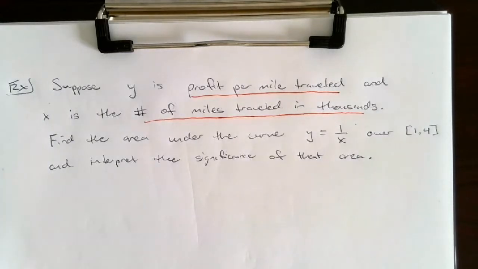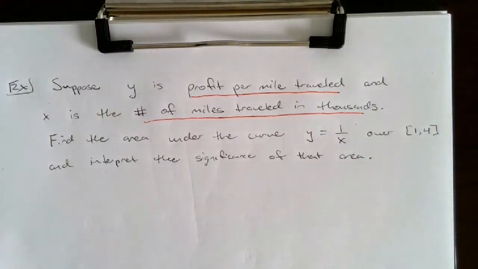It says find the area under the curve y equals 1 over x over the interval from 1 to 4 and interpret the significance of that area. So the first thing you might want to do is sketch it. You don't have to, but it'll help you understand what you're looking at.